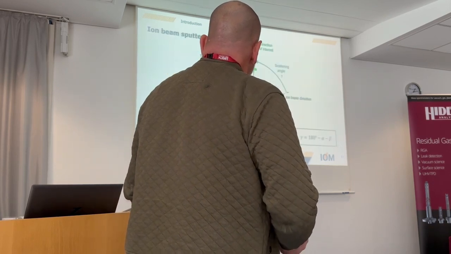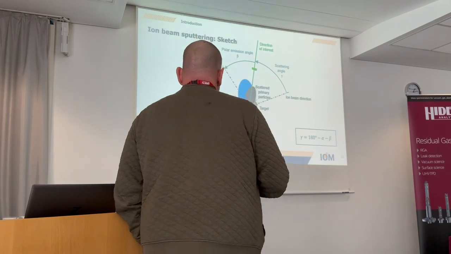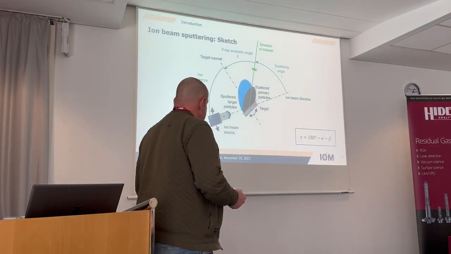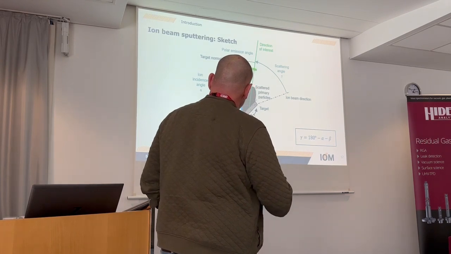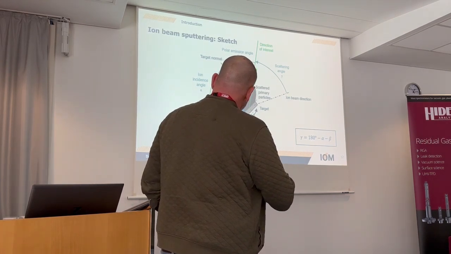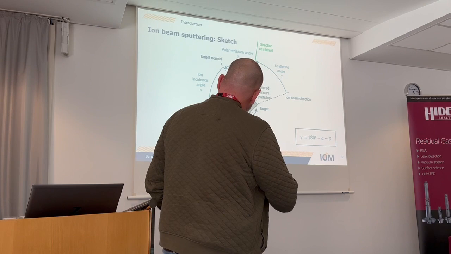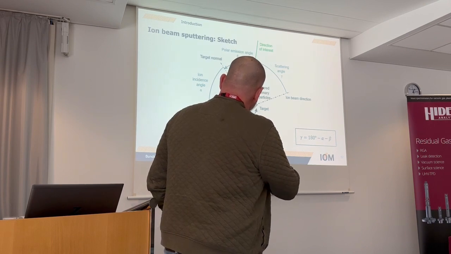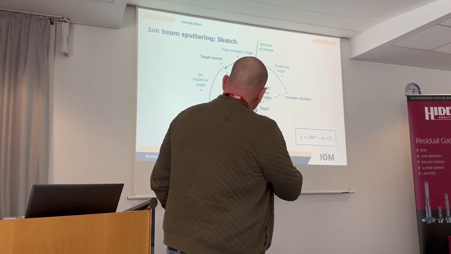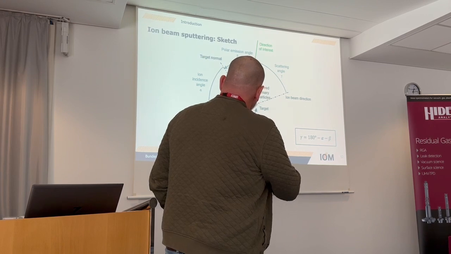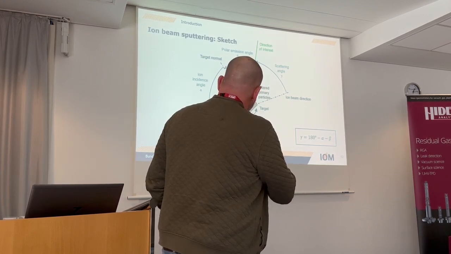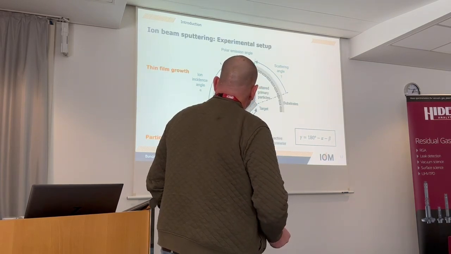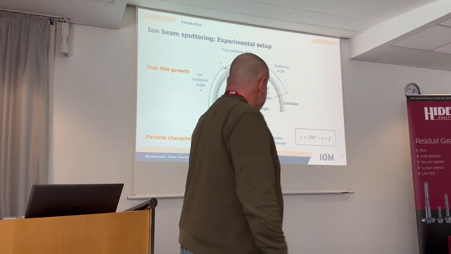So we have ion beam sputtering, just a small sketch in order to bring you to the point of what is really important in this talk. You have an ion beam source which hits the target at a certain incidence angle, and if you select a certain direction, you can specify the polar emission angle and the scattering angle. The sum is always 180, and you can of course look at different angles, and this is what we are doing in our experimental setup.